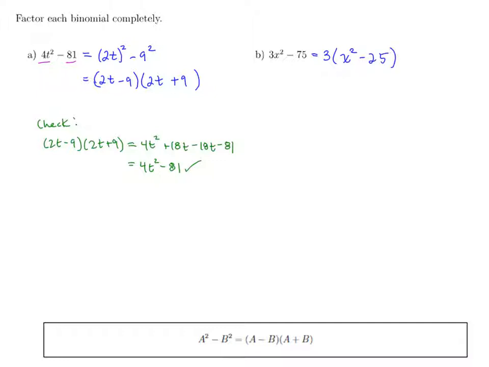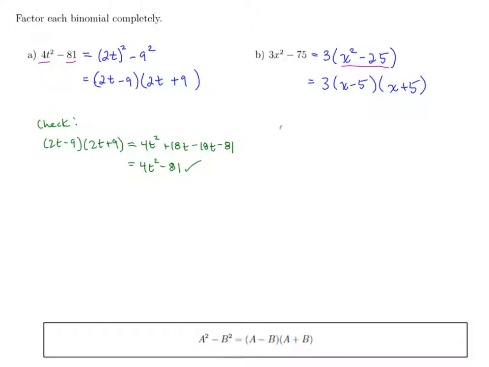Now at this point, we want to see if we can factor any further. And x squared minus 25 fits that pattern for the difference of two squares. So that will be 3 on the outside still, and now I'm going to break x squared minus 25 down, and it'll be x minus 5 times x plus 5.